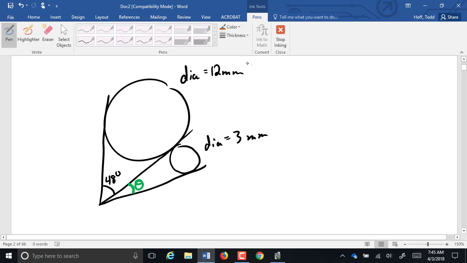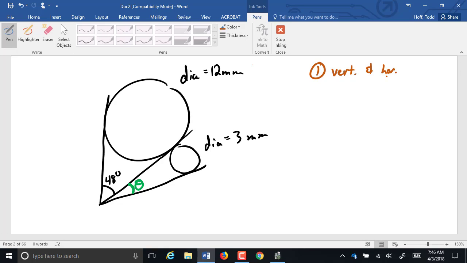Well, we don't see any right triangles in this picture, do we? We have to make some. Remember some of our strategies? We look for the intersection of vertical and horizontal. Those always form right angles. Do we have any intersections of vertical and horizontal components here? No.